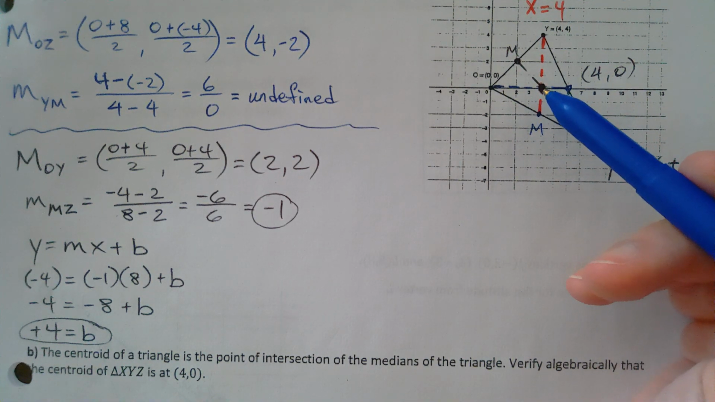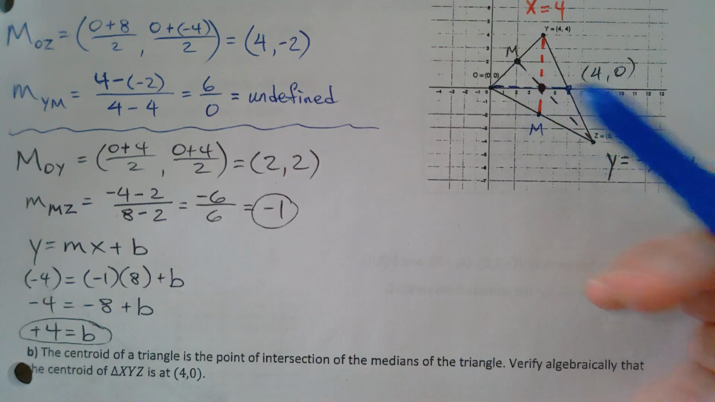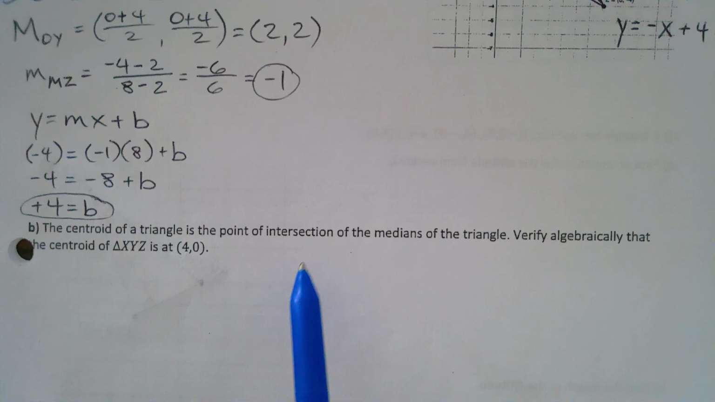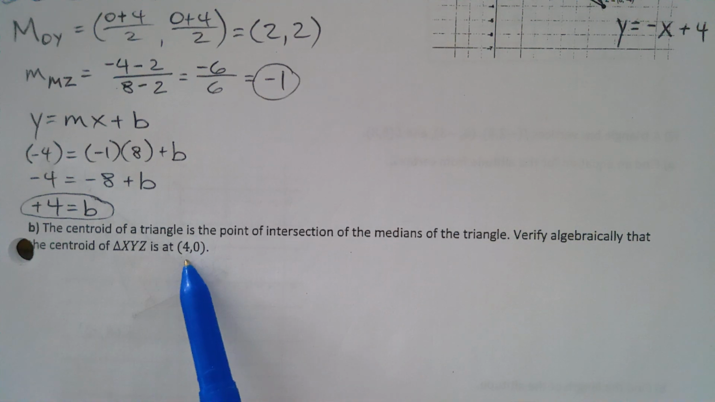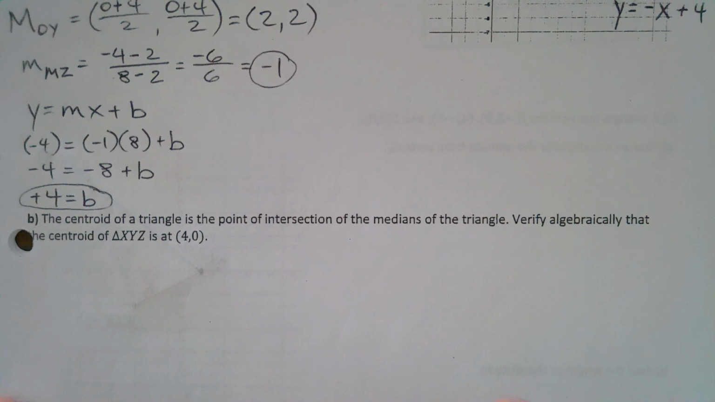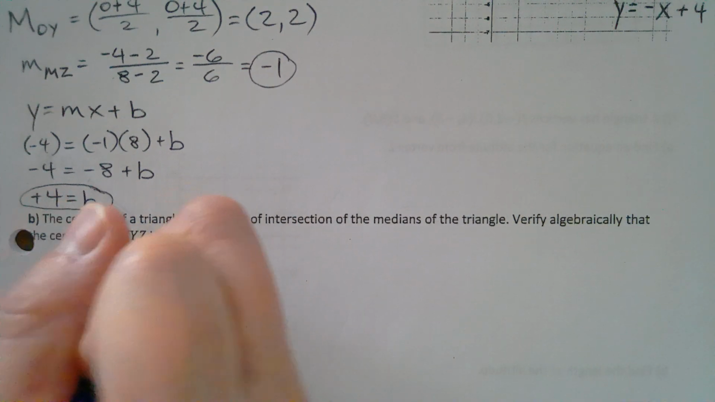What is this point called again? The centroid. Centroid. Okay. Part B right here says verify algebraically that it's at (4, 0). So, Nyla, what is the formula for the centroid?